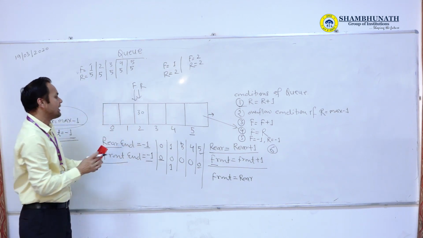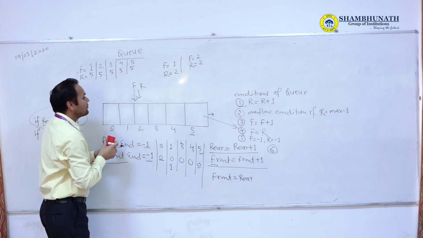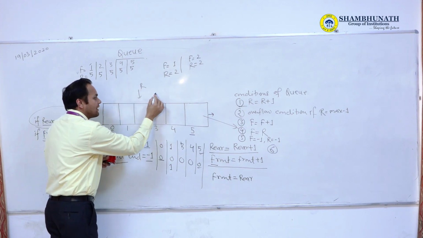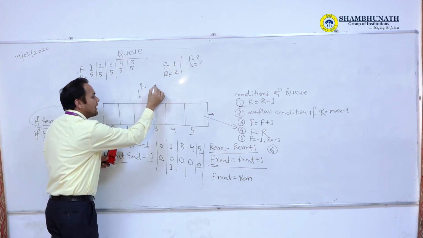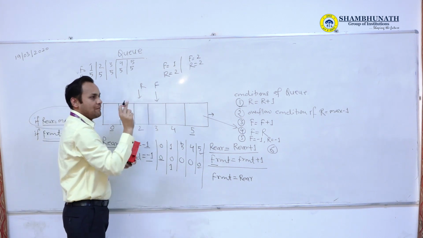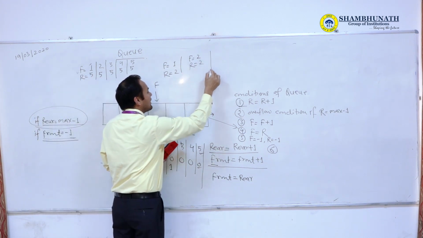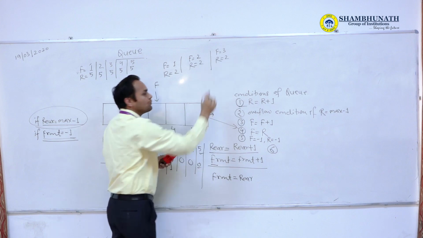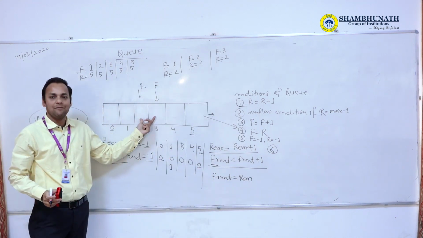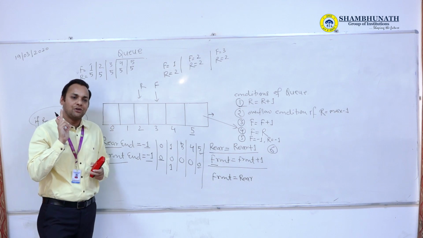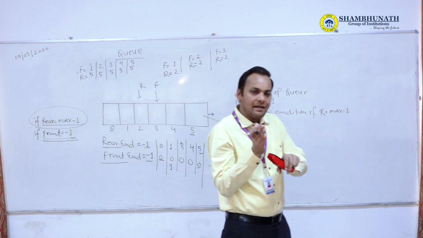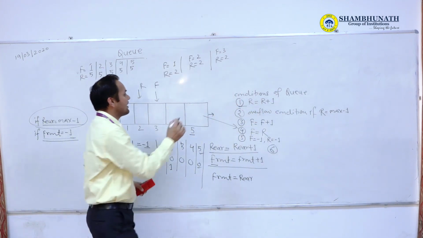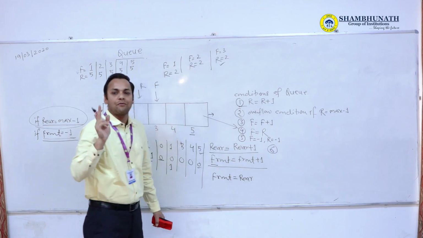Then we want to delete the element 30. Front will increase by +1. Front goes there. At that time, the position of front is 3 and rear is 2. But at that time, there is no element. In a simple queue, front is never greater than rear. If front is greater than rear, this condition represents the underflow condition.